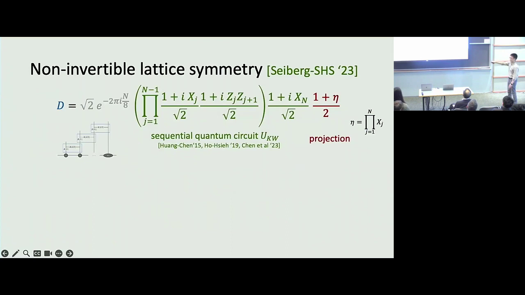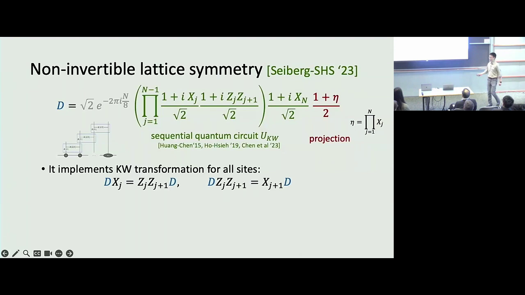Now, finally, there's a factor, which is a projection. Eta, remember, is just a Z2 operator, the defining symmetry of the Ising model. Okay, so that's the operator. Now, what I claim this operator does is that it obeys the following two equalities. These are the equalities for the previous red arrows, and this is true for all sites, for j all the way from 1 to n.